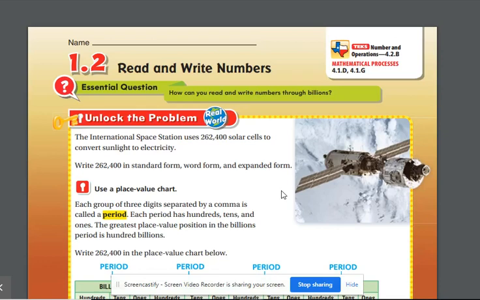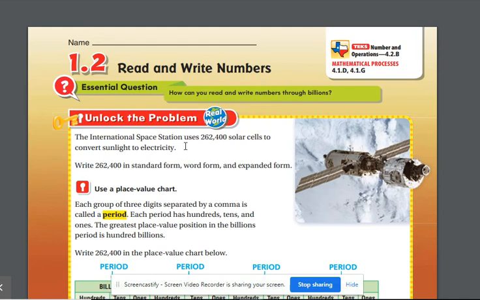Lott here, and we're focusing today on the concept of 4.2b, which is the student is expected to represent the value of the digit in whole numbers through 1 billion and decimals to hundredths using expanded notation and numerals. That would be the TEK right here. Let's jump into the essential question. How can you read and write numbers through billions? Well, let's go into the next part of that.